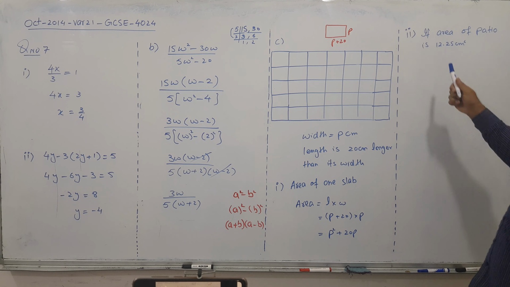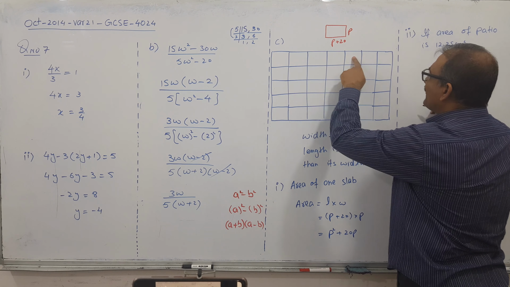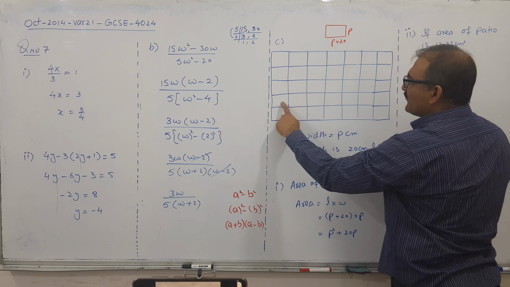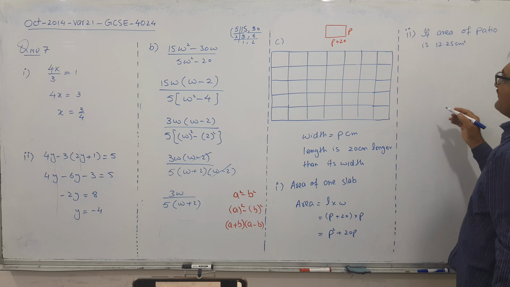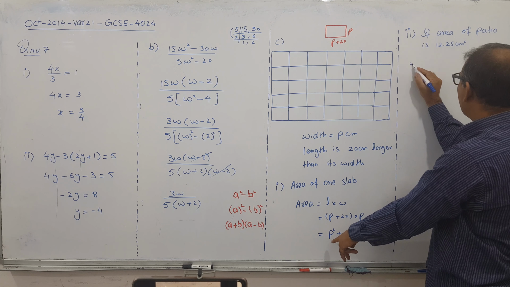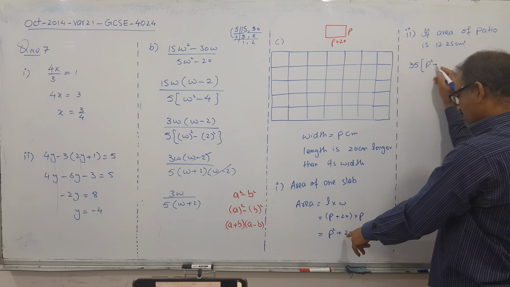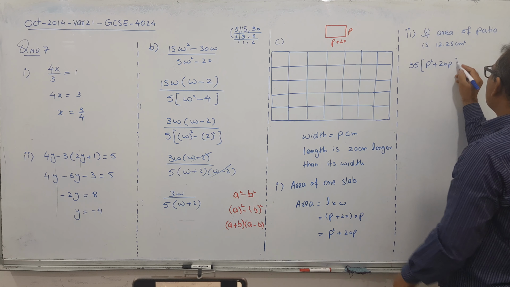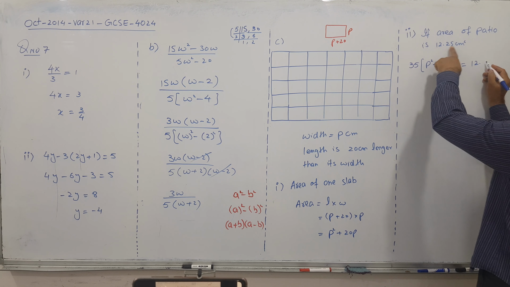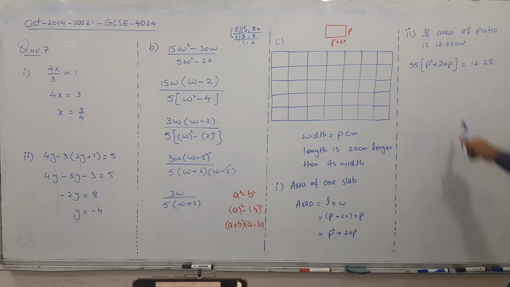And what he's asking here, the area of how many we have. Check please. 1, 2, 3, 4, 5, 6, 7. And 1, 2, 3, 4, 5. So 7 5s are 35. So we have this kind of 35, okay. So I can see here 35 times P squared plus 20P gives you 12.25. So area of the plateau, okay, we have this one.